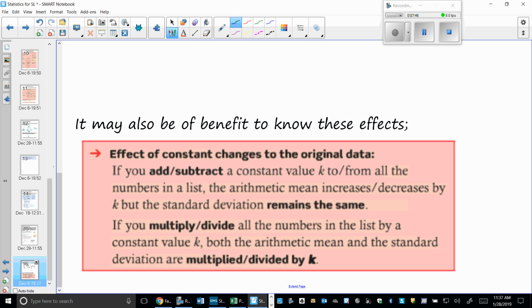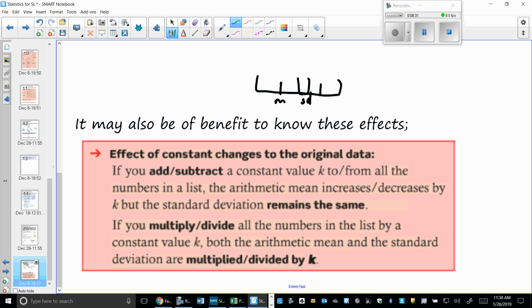So essentially what's happened is that your data was sat here. Here's your mean, here's your standard deviation. Now the whole thing's shifted, but the spread hasn't changed because you've shifted them all up. Does that make sense? If you multiply or divide all the numbers in the list by something, then the mean and the standard deviation are going to be multiplied by that value. Now, obviously that's the mean and standard deviation. The variance is then affected by the standard deviation. So the variance would be your standard deviation multiplied by that number squared.